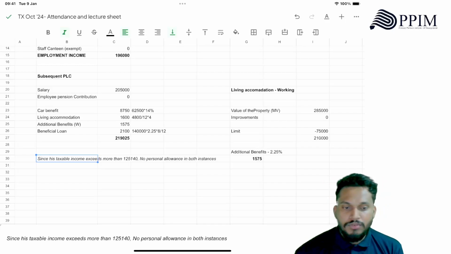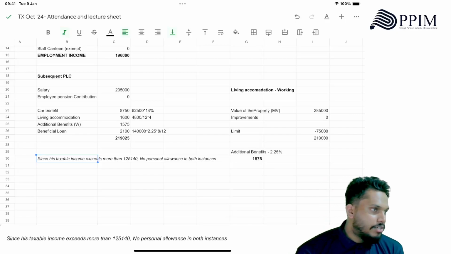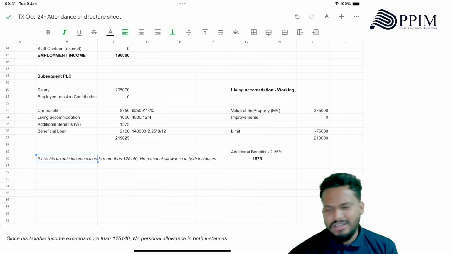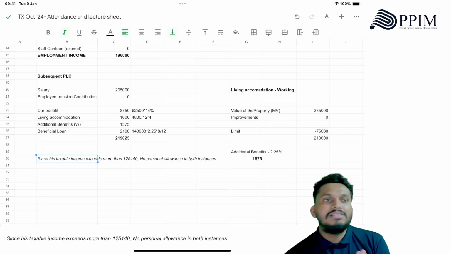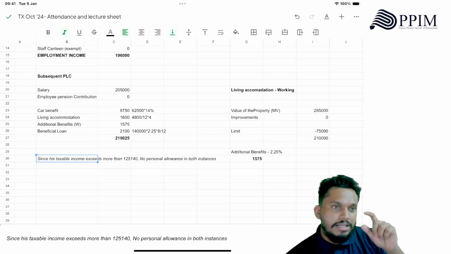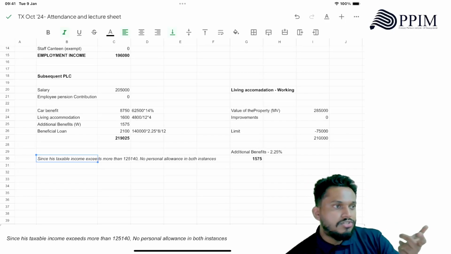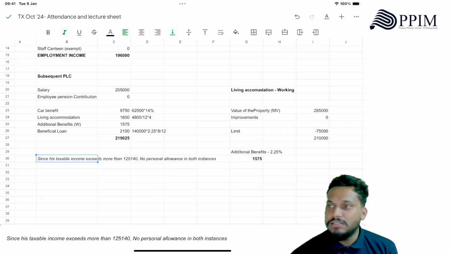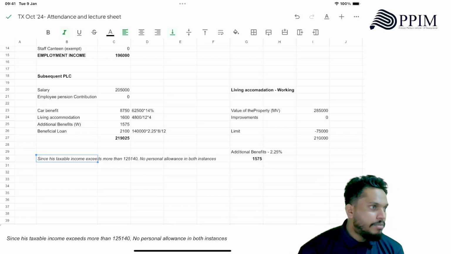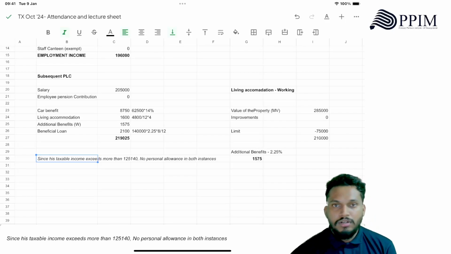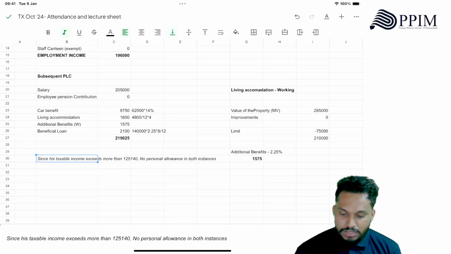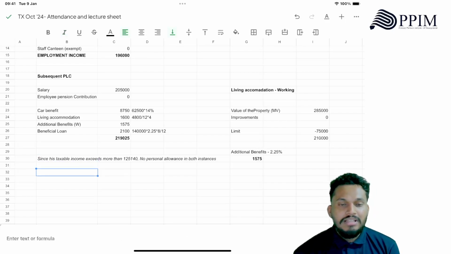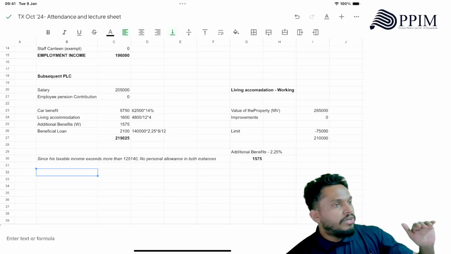Donation. Of course, here there are no donations, so no donations are provided. If you want, mention that since allowance needs to be calculated in income tax, no personal allowance is received. So the personal allowance is not applicable in this case. It is exempted because of this reason. Right. Now what you can also say is that in both instances your income is more than 125,140.